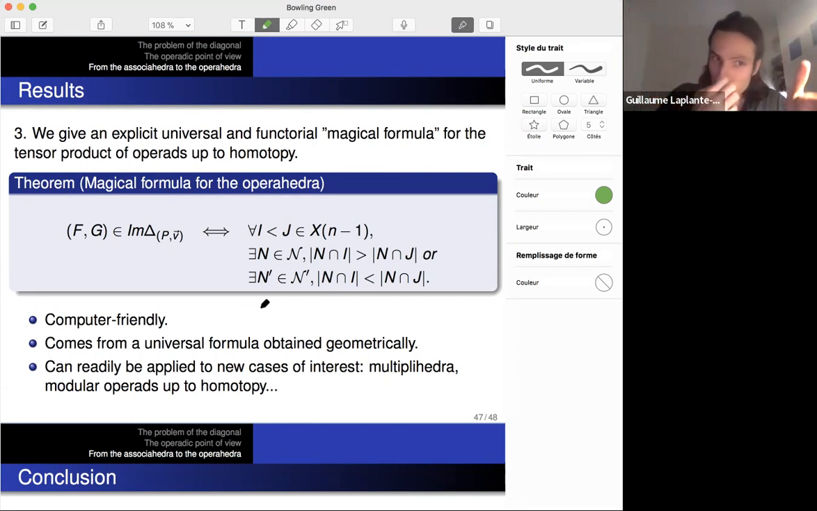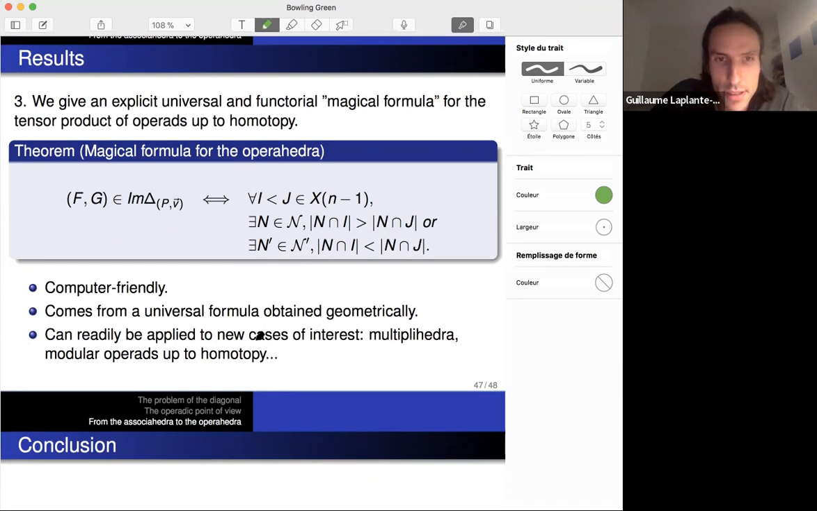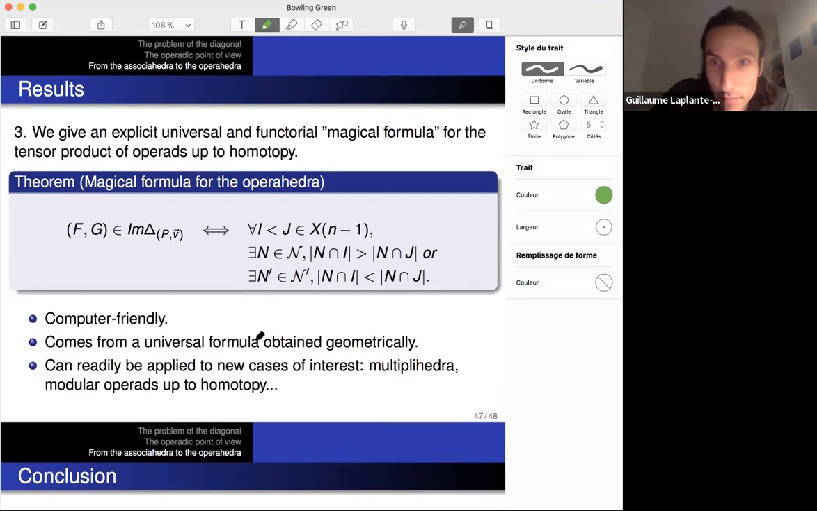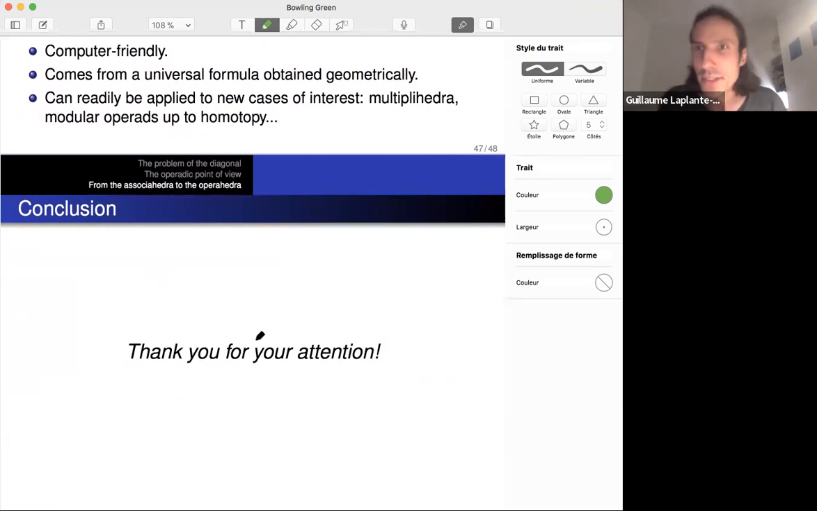And this formula can really be applied to new cases of interest. It applies mutatis mutandis to any generalized permutahedron. One of them are the multiplihedra, which encode morphisms of infinity algebras, or all the polytopes that encode modular operads up to homotopy that are in Ben's paper, or a few other algebraic structures of interest in different fields of mathematics. And I think this is all I've got to say. Thank you very much.